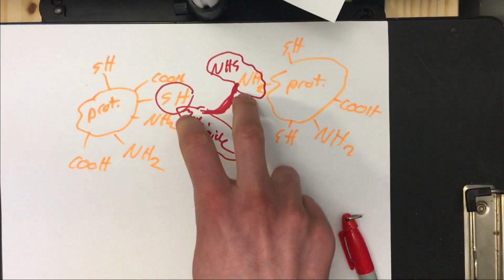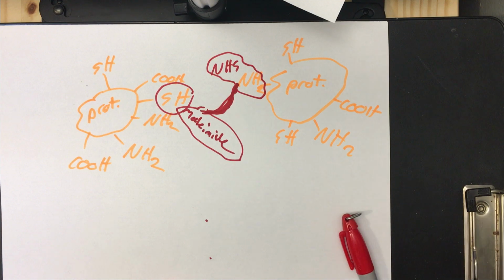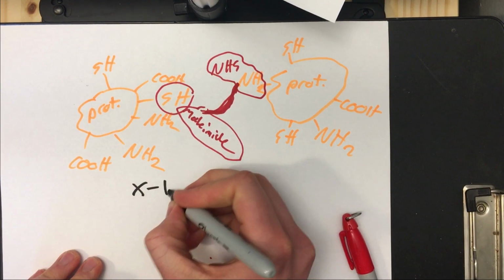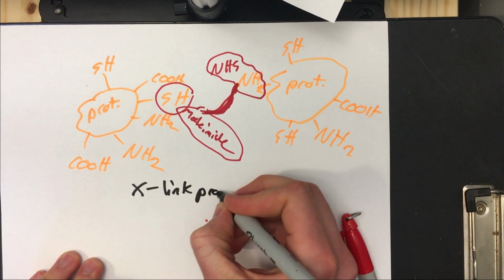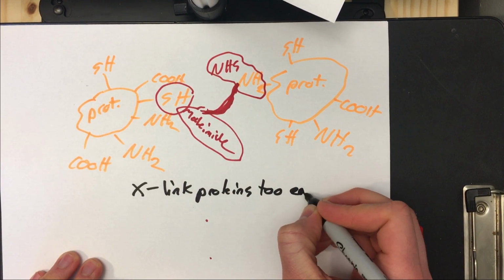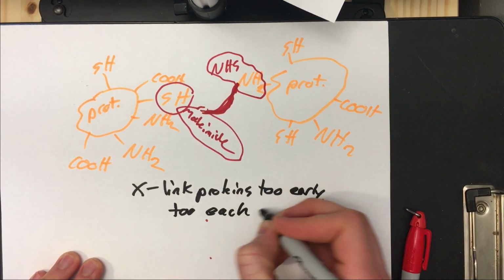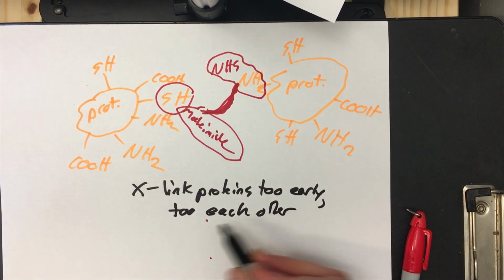All right, so what would happen is if I put this molecule in the wrong order, in the wrong way, then I would cross-link proteins too early and to each other. And that's bad.